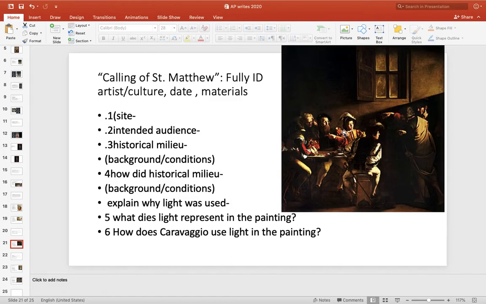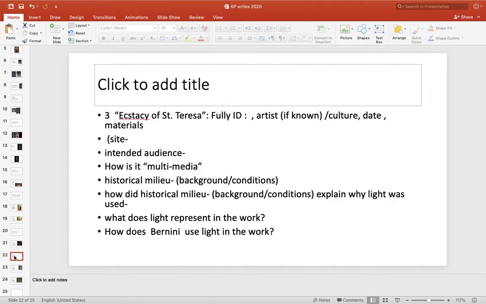It's metaphorical of God. And this one here symbolizes God in Calling of St. Matthew. What does it represent in the painting? That's Jesus. This light here shows God from Jesus coming from heaven and hitting someone right in the face. It would symbolize the touch of God. How does Caravaggio use the light? Tenebrism, bold, dramatic spotlight.